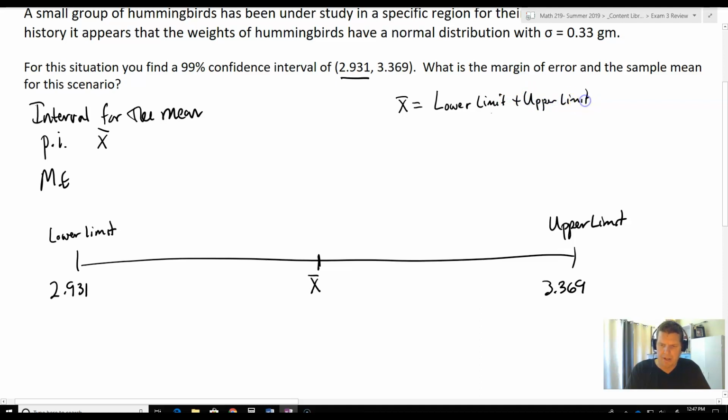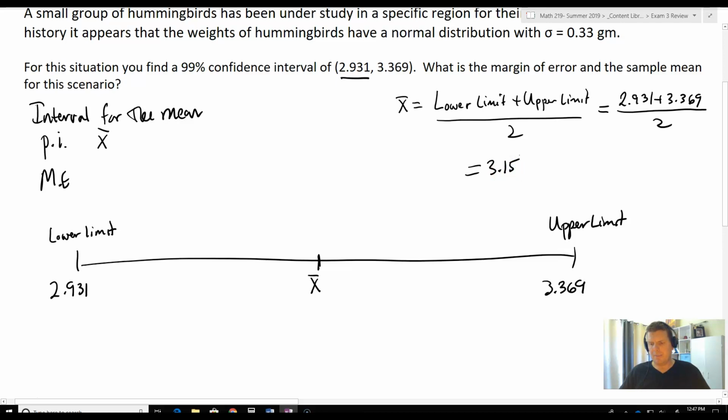There's an online calculator that'll allow you to do this. Divided by 2, okay? Basically, if I add these two together and divide by 2, I'm using something called the midpoint rule. It's like I'm splitting the difference. I'm taking the average of the two, and the middle line is going to be the average of those two. So that's 2.931 plus 3.369 divided by 2, which equals 3.15. That's going to be my X bar. So X bar equals 3.15.